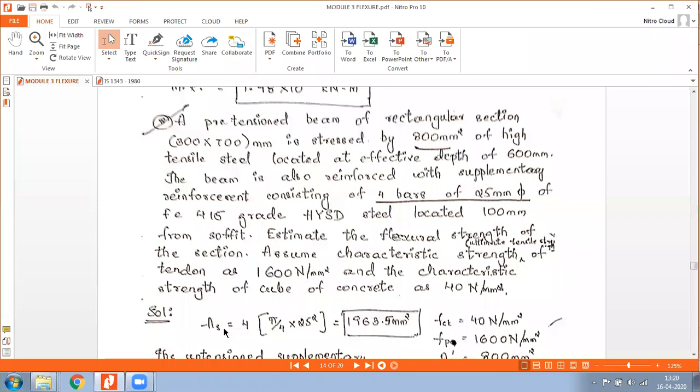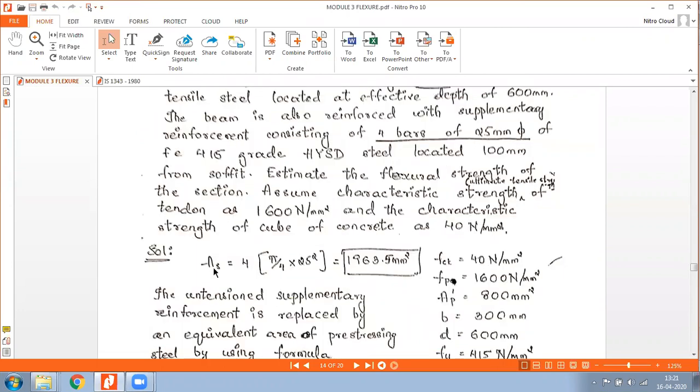Now first we need to calculate that area of steel. That is As is equal to 4 numbers of bars as given, 25 mm dia, 4 into πd² by 4. We get area of steel as 1963.5 mm². Now we need to go through this.